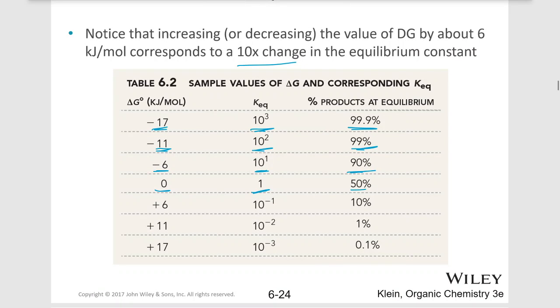And that's going to give us 50% products and 50% reactants at equilibrium. So in other words, if the KEQ is equal to 1, then the ratio of products to reactants at equilibrium is going to be equal, giving us a ratio of 1. If our delta G is positive 6, then our KEQ is 10 to the negative 1, and that's going to be 10% products at equilibrium. So we're favoring reactants. Positive 11 gives us 10 to the negative 2, 1%, and positive 17, 10 to the negative 3, that's 0.1%.